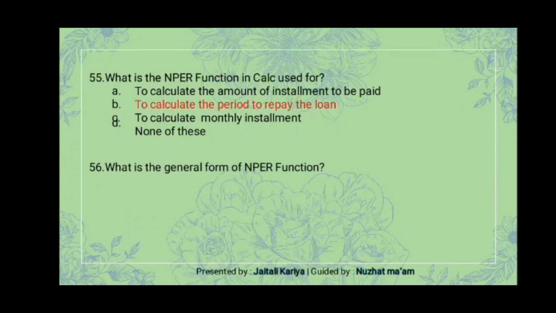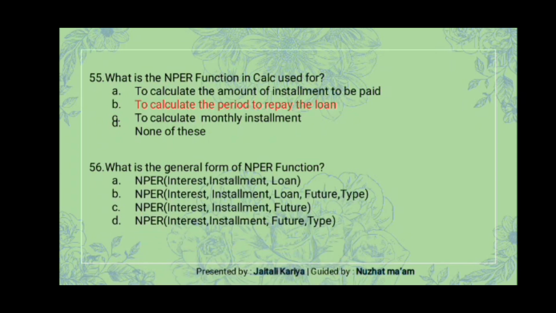56. What is the general form of NPER function? A, NPER into the bracket interest installment loan. B, NPER into the bracket interest installment loan future time. C, NPER into the bracket interest installment future. And D, NPER into the bracket interest installment future and time. And the correct answer is B, that is NPER into the bracket interest installment loan future time.